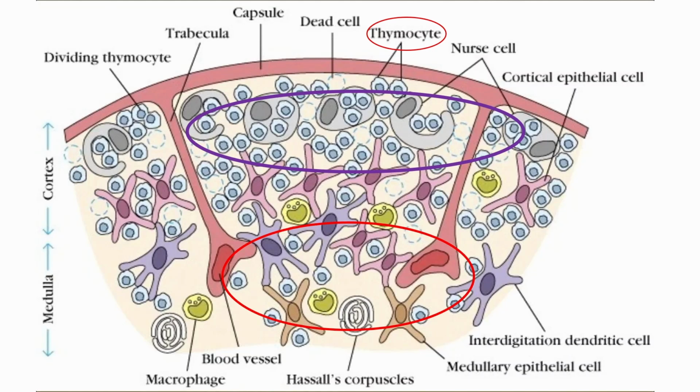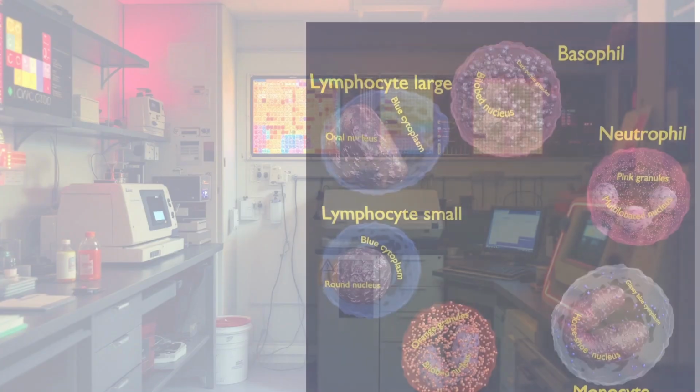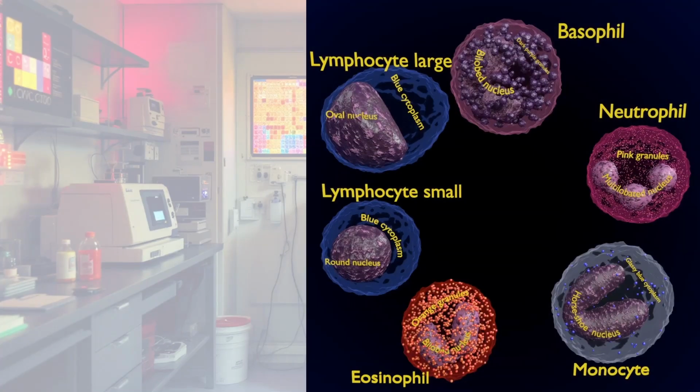So to see the highlight of cells of the immune system, we have 5 types of white blood cells. Lymphocytes are the major one. We have neutrophil, eosinophil, basophil, and also monocytes, but there are also dendritic cells.